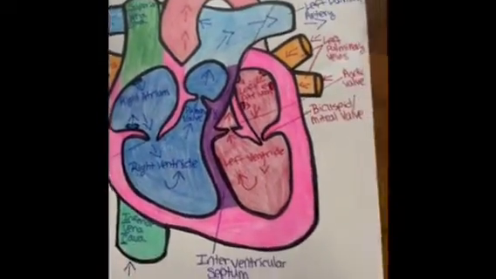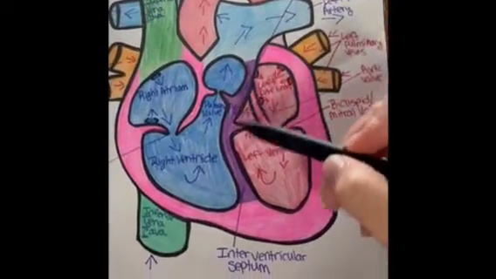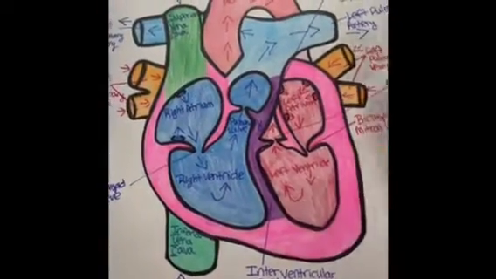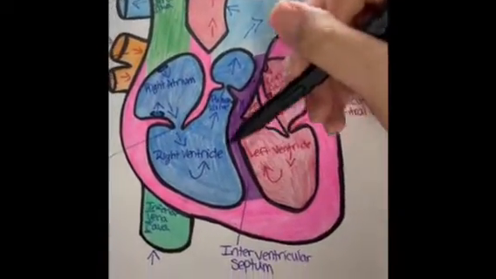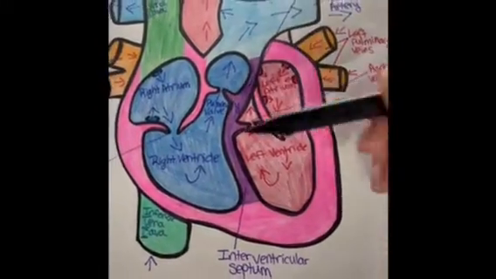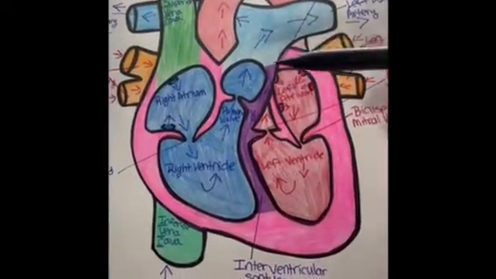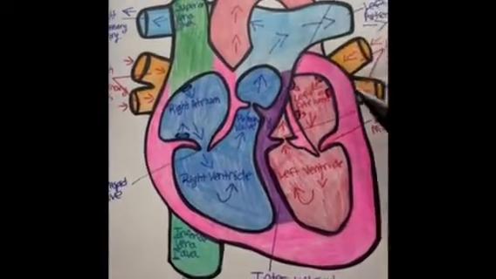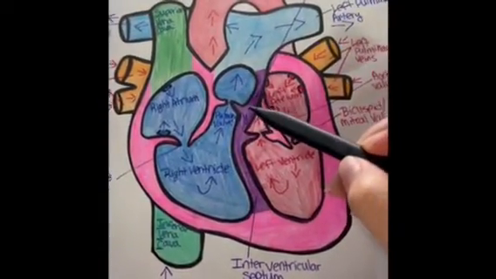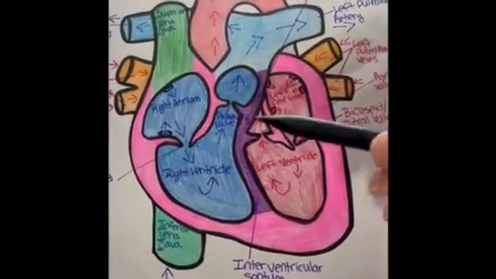A couple structures that I did not talk about yet are the interatrial septum and the interventricular septum. I know this drawing is not the best to show what it is. It is more kind of like this, not like this, but I did the best with what I could with the drawing that I made because I copied something on the internet, but that's okay. The point is the interatrial septum and the interventricular septum divide the heart in half.